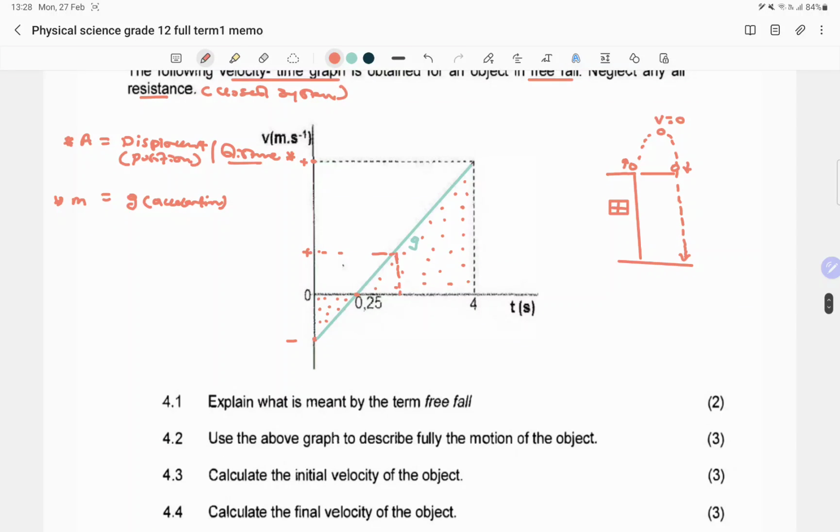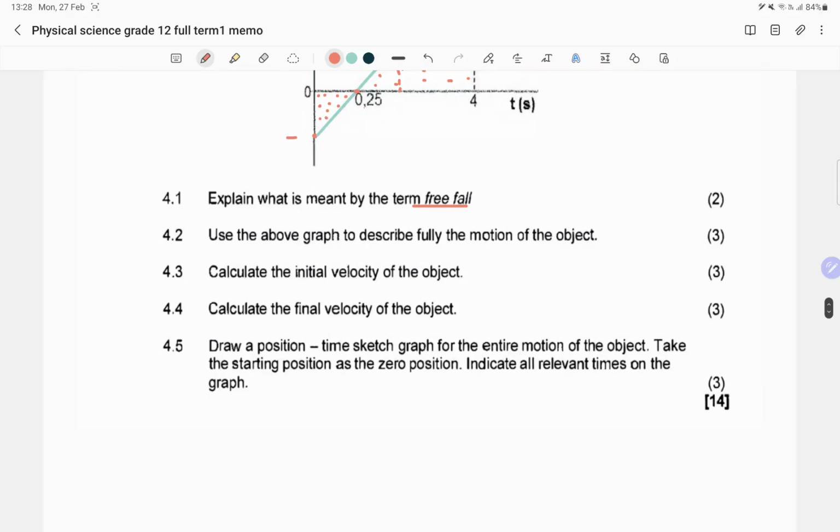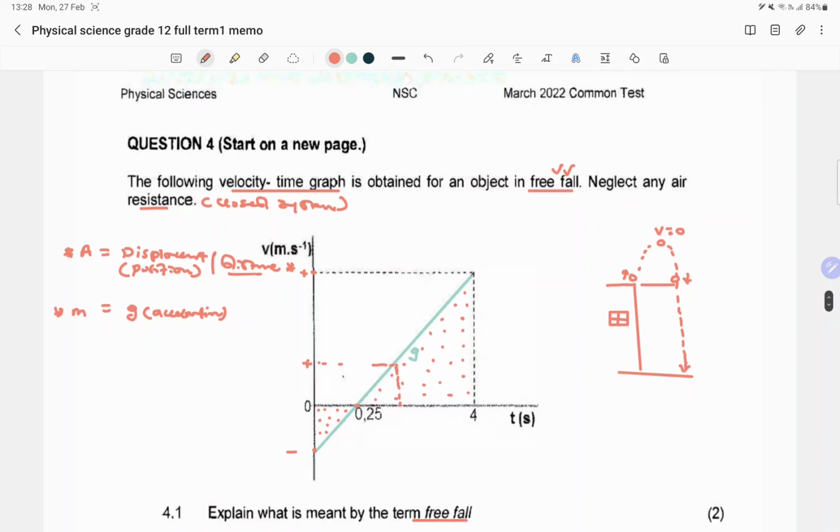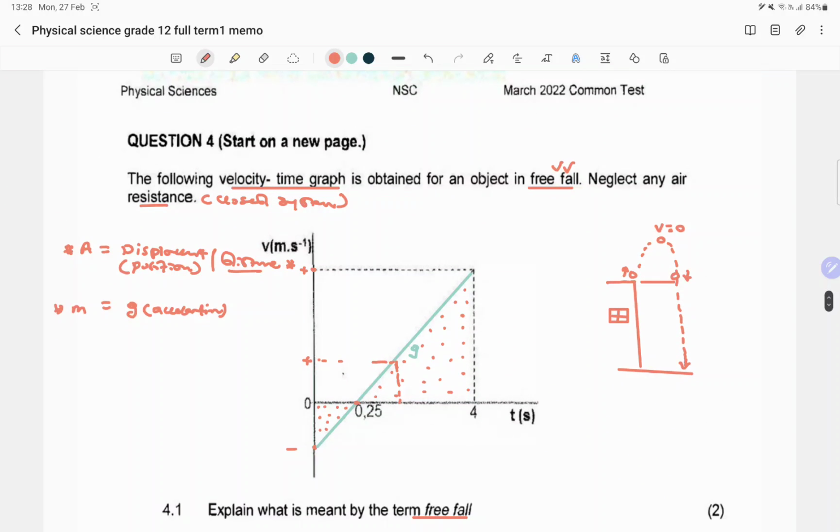Let's just keep moving. Now it says explain what is meant by the term free fall. Easy textbook work. Oh, by the way, what we can notice here is that if this is being projected upward and it's negative, it means we chose up as negative and down as positive. Okay guys, let's keep moving.